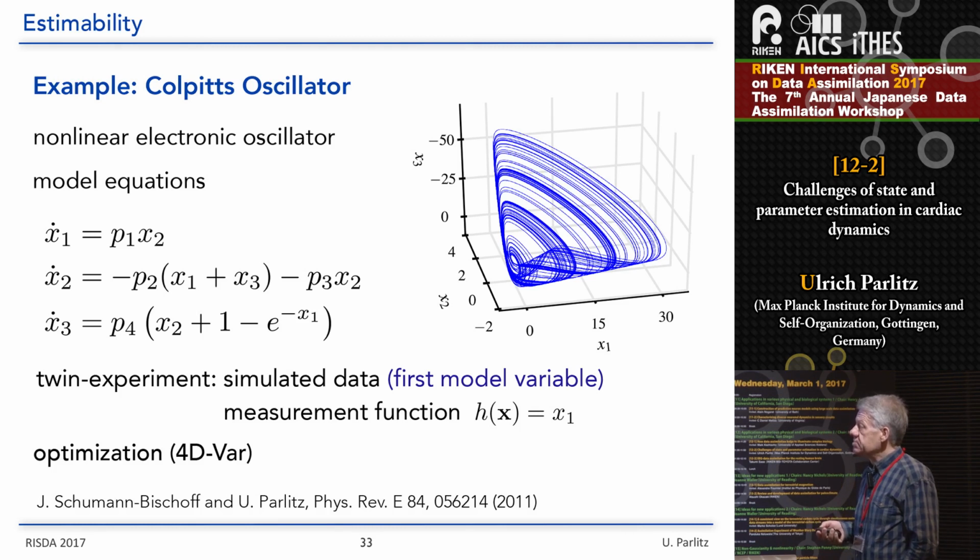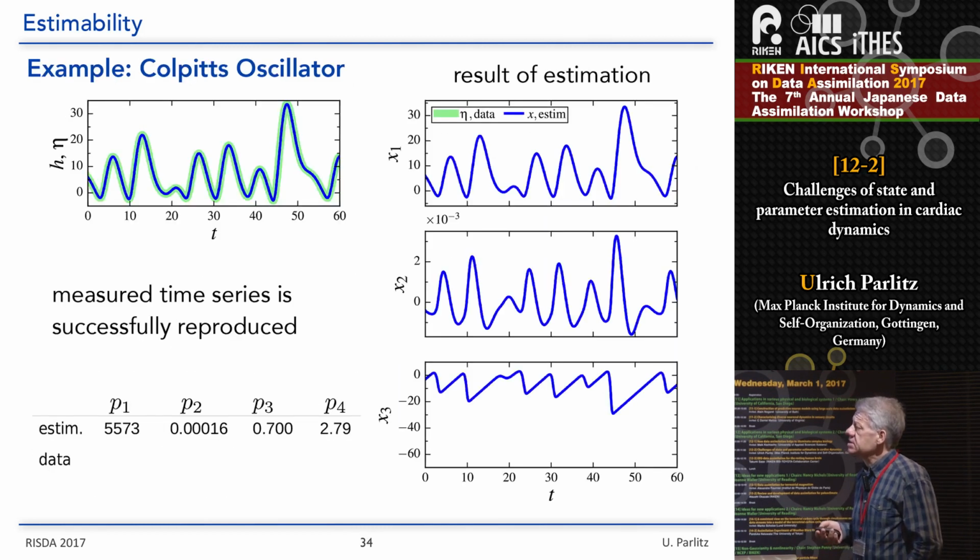We do a twin experiment. We use an optimization or 4D-VAR approach to estimate the three variables and the parameters P1, P2, P3, and P4. You can do this, and you see the result here. In green, you see the data, in this case without noise; this is time, and this is the observed quantity. You can do that with noise, but even without noise, you will see there's a problem. And the estimation result is the blue curve. It fits perfectly. So this is nice.